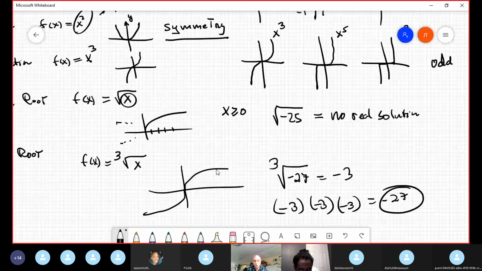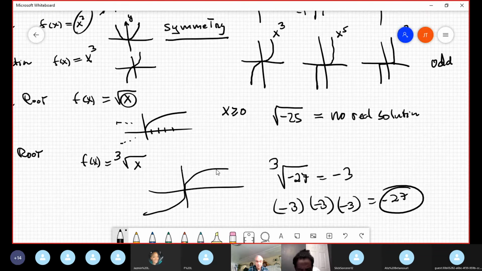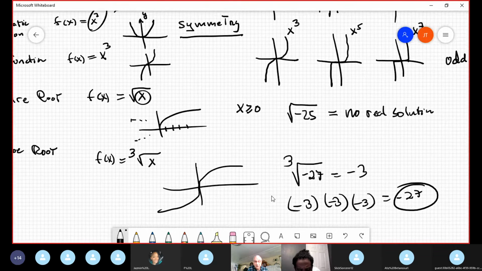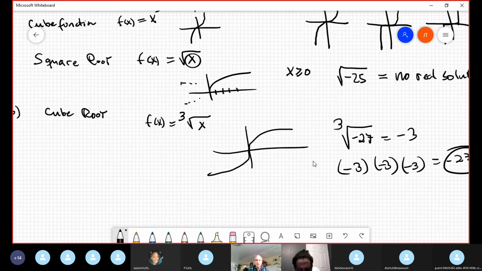Okay? Therefore, the domain restriction that you apply is only when the index of the root is even, like 4, like 6. But when it's odd, like 3, like 5, like 7, it's all real numbers. Domain is all real numbers. Okay?